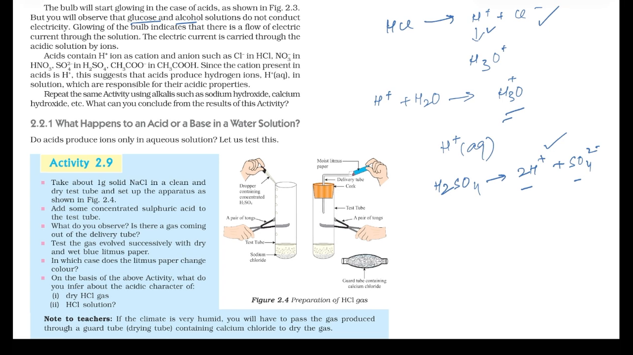If the same activity is carried out using alkalis such as sodium hydroxide or calcium hydroxide, in that case also the solution will conduct electricity, because sodium hydroxide dissolves in water to give sodium ion and hydroxide ion, and this hydroxide ion and sodium ion help in the conduction of electricity through the solution.